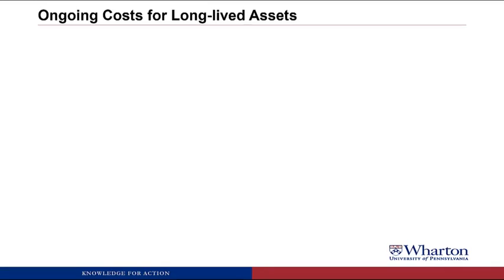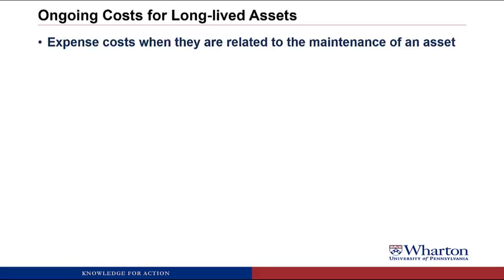Now we're going to talk about what happens with ongoing costs for a long-lived asset. So you have some long-lived asset and you have to keep spending some money on it in the future. What do you do with those costs? You should expense those costs when they're related to the maintenance of the asset. So any usual or expected maintenance costs would be expensed. Things like oiling up the parts, tightening the screws, replacing the belts, any cost that you anticipate you would need to do to maintain the quality of the asset.